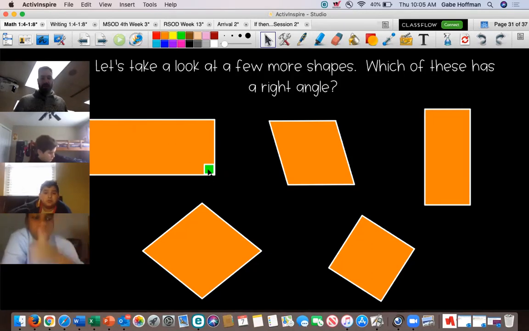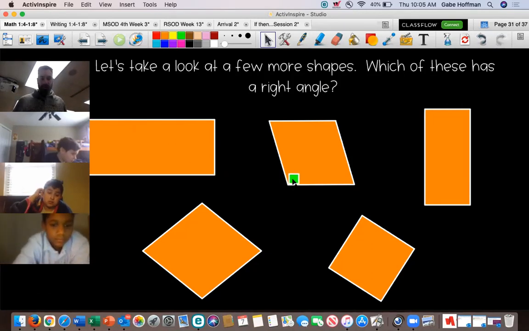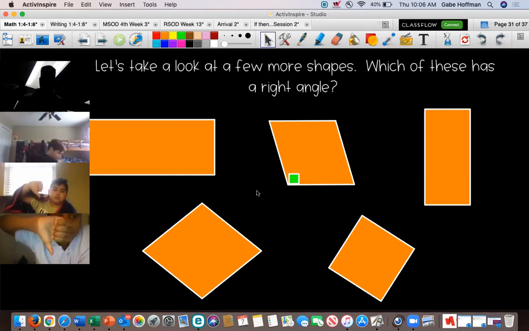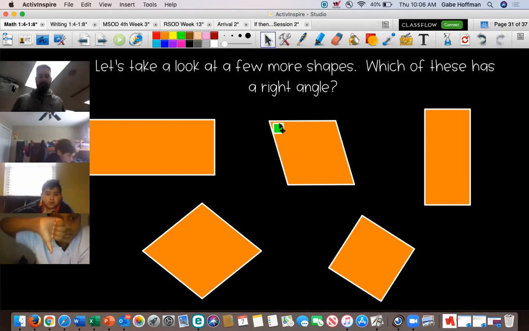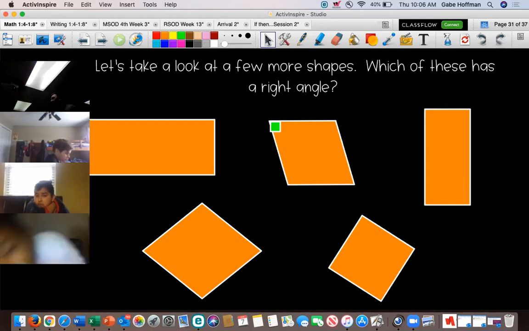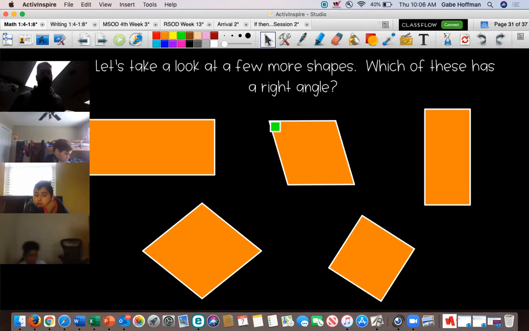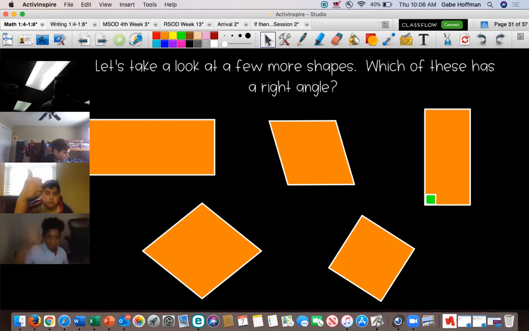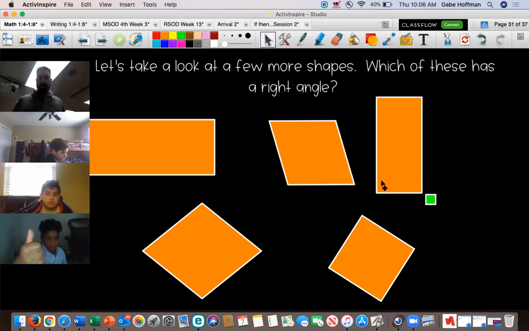Let's look at this one down here. Thumbs up or thumbs down, right angle. Thumbs down, right? And if you look up at the top, you'll see too that it doesn't fit exactly. It kind of goes over that corner, right? So nope, not a right angle. So that one's not a rectangle or a square. Let's go down to this one. Thumbs up or thumbs down, right angles. Thumbs up, good.